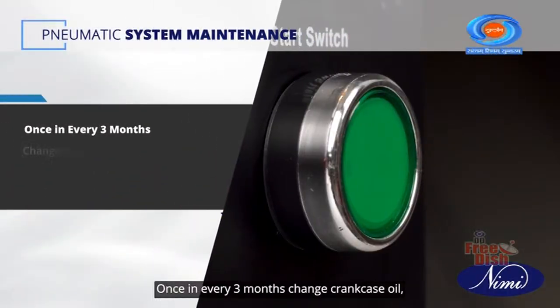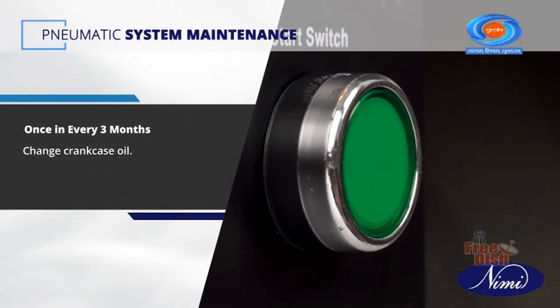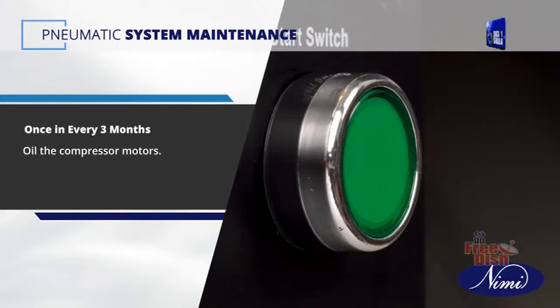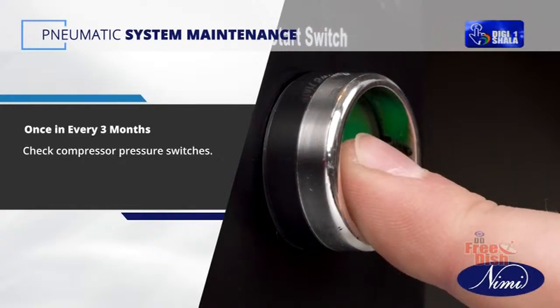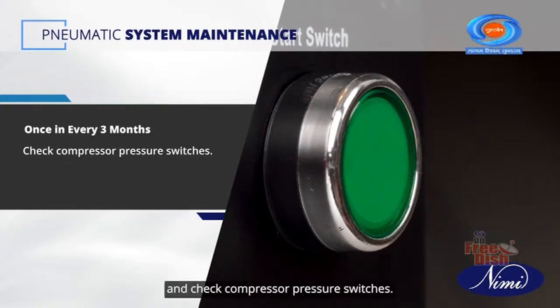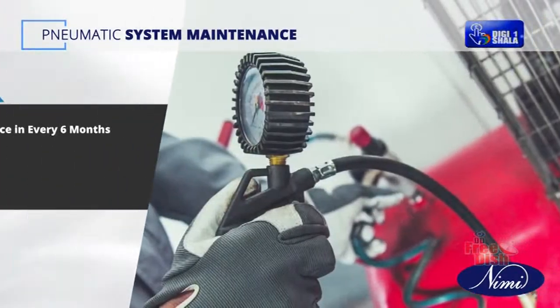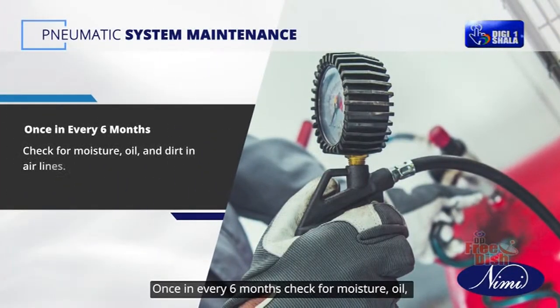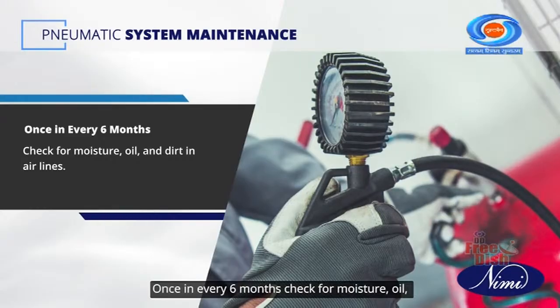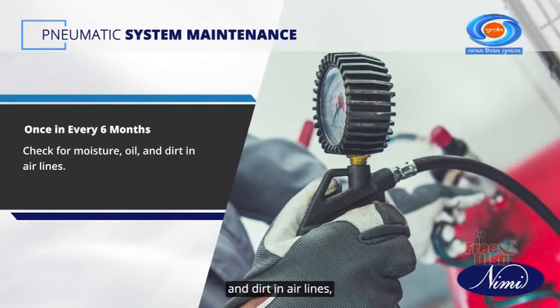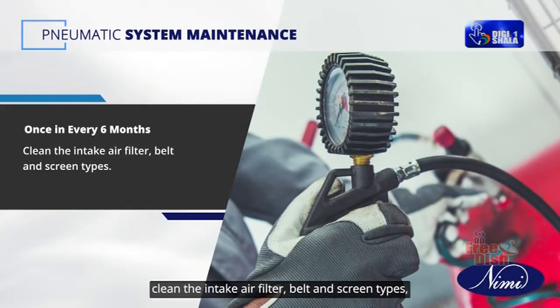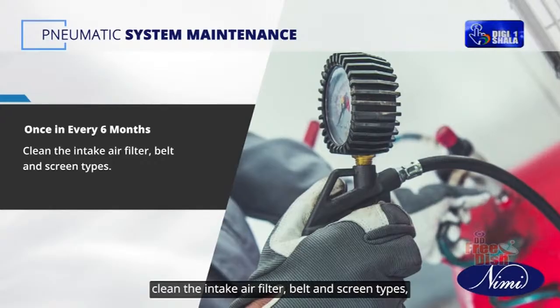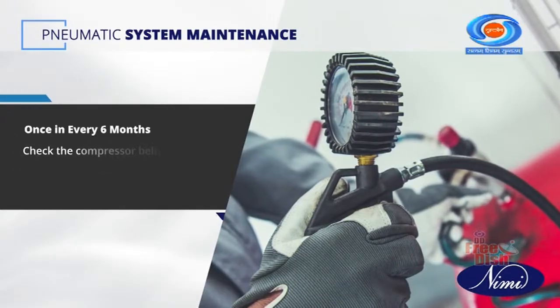Once in every 3 months, change the crankcase oil. Oil the compressor motors and check the compressor pressure switches. Once in every 6 months, check for moisture, oil, and dirt in air lines. Clean the intake air filter, belt, and screen types.